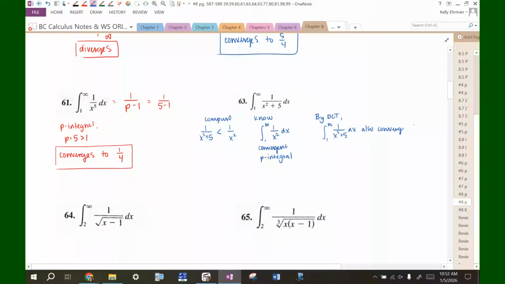We don't know what it converges to. If I wanted to figure out what it converges to, I would need to do an arctangent setup. But I do know that it converges, and that's all that I had to do.